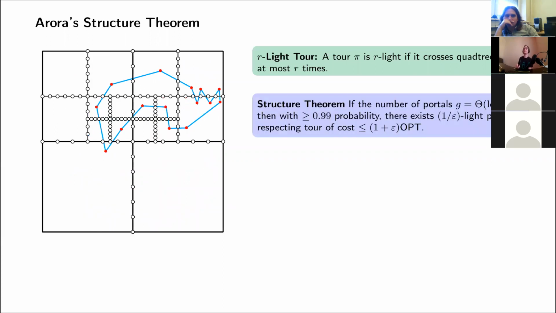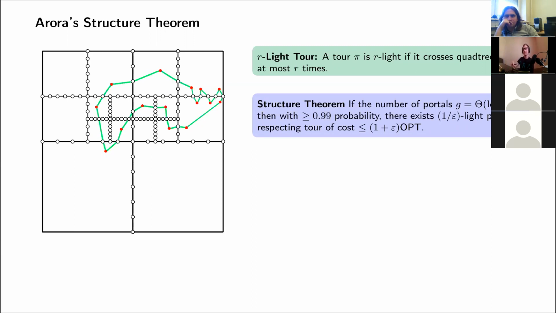And the structure theorem is that if I put these portals to be log n over epsilon, then with sufficiently high probability, I will have a portal respecting tour that is only 1 over epsilon light. And the cost of this tour is not large compared to the optimum.